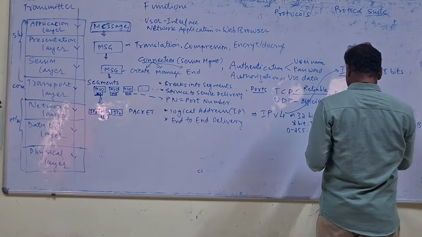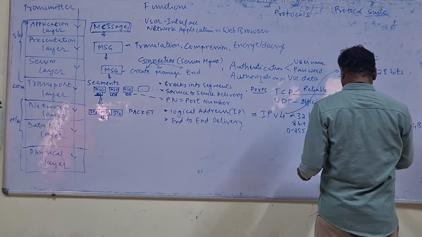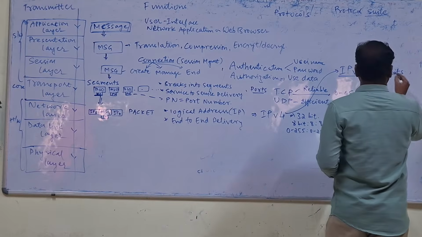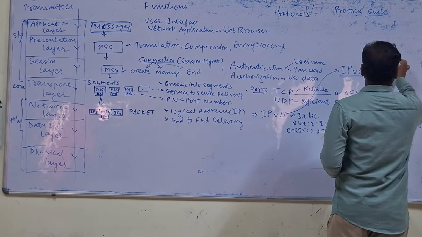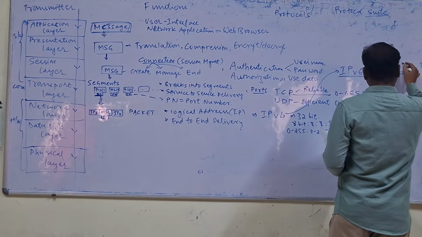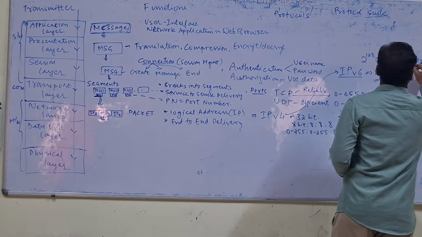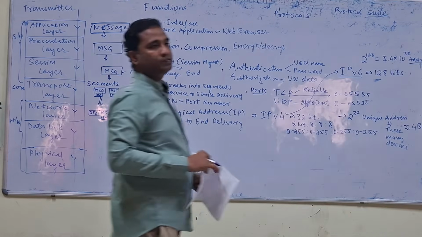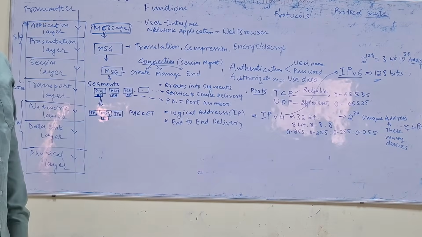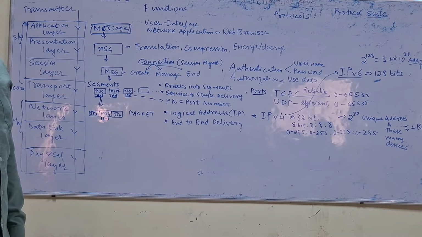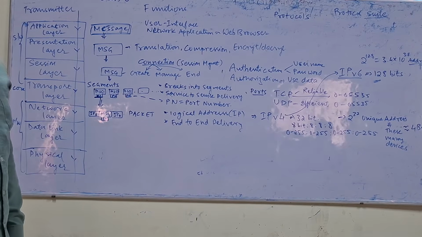Which means 3.4 into 10 raised to 38 addresses. IP version 6. These many addresses I can have.